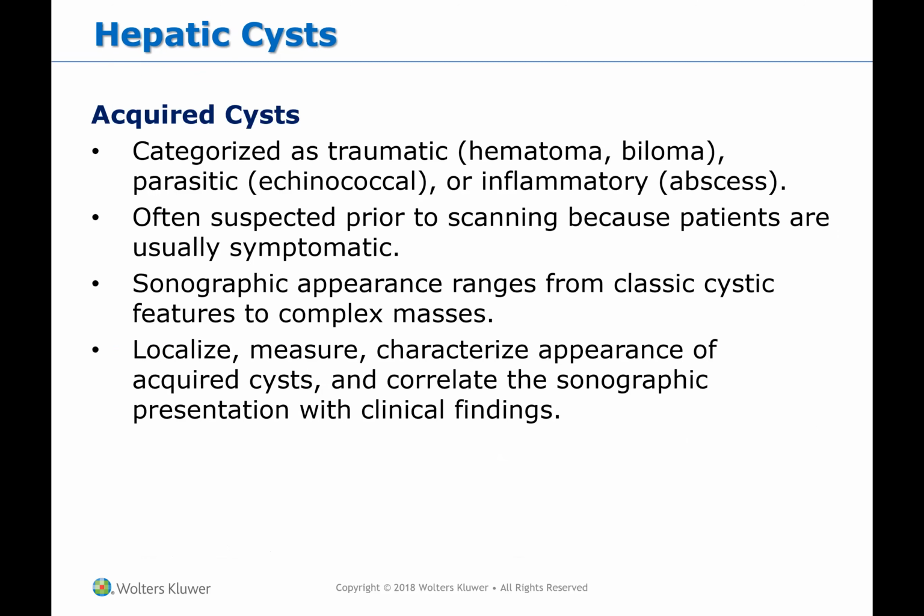So acquired cysts are categorized as traumatic, hematoma or biloma, parasitic, or inflammatory from an abscess. Patients are usually asymptomatic with this, especially with the parasitic. Inflammatory abscess patients are going to be sick. So localize, measure, characterize appearance of acquired cysts. That's what you need to do.